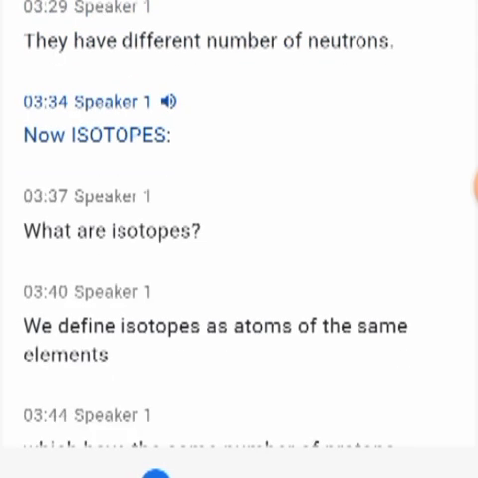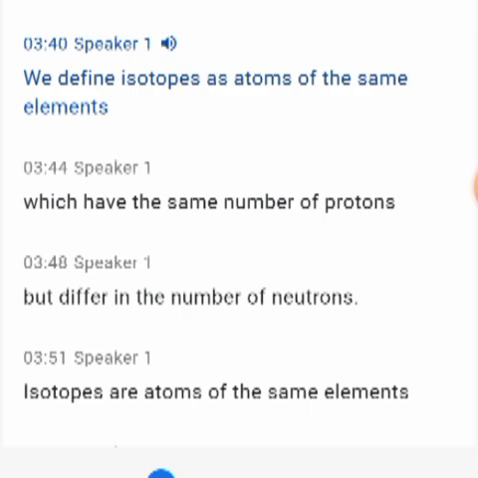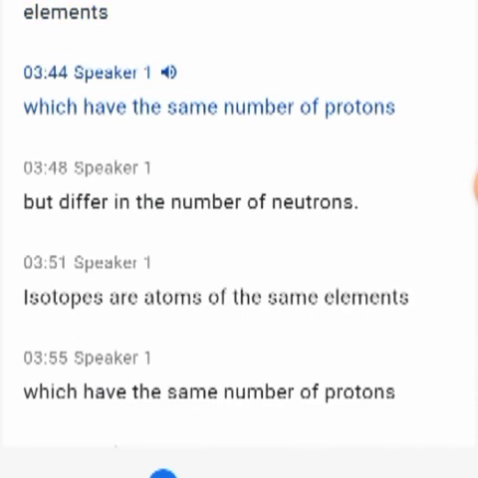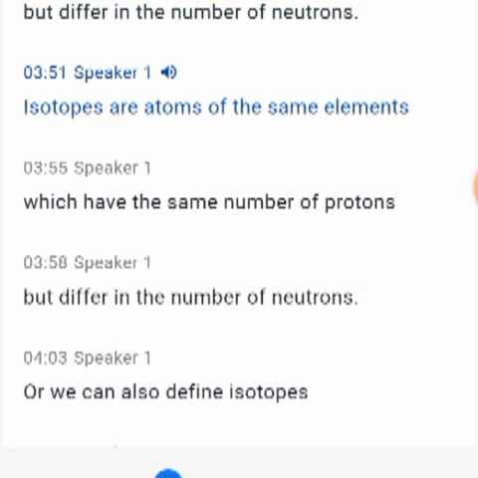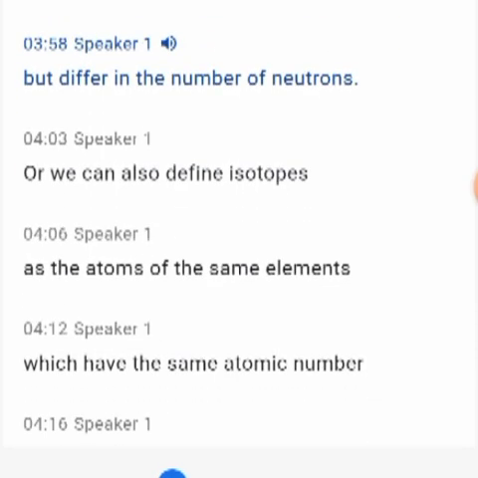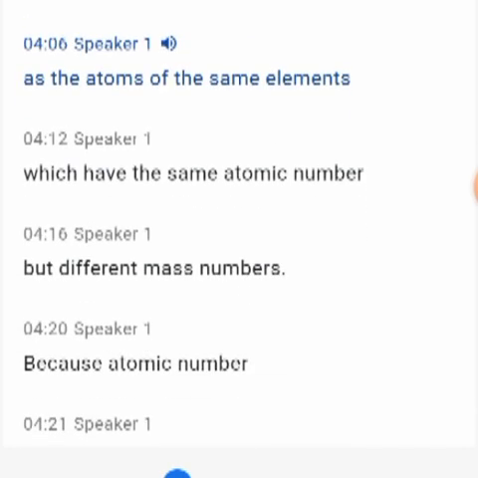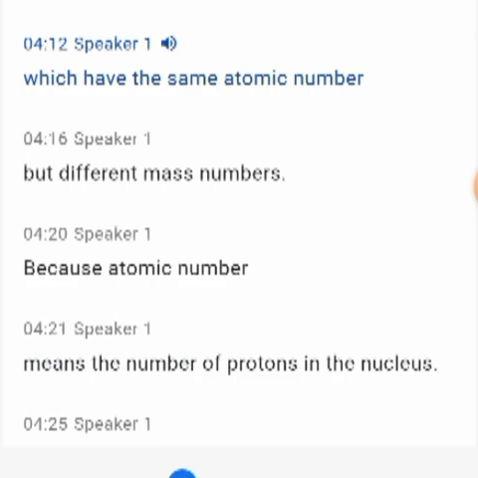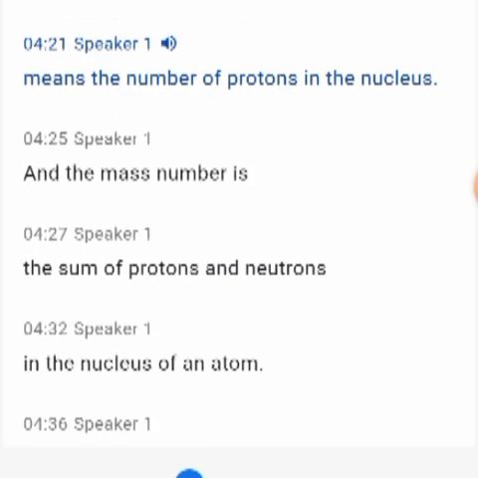Now, what are isotopes? We define isotopes as atoms of the same element which have the same number of protons but differ in the number of neutrons. Or we can also define isotopes as atoms of the same element which have the same atomic number but different mass numbers. Atomic number means the number of protons in the nucleus, and mass number is the sum of protons and neutrons in the nucleus.